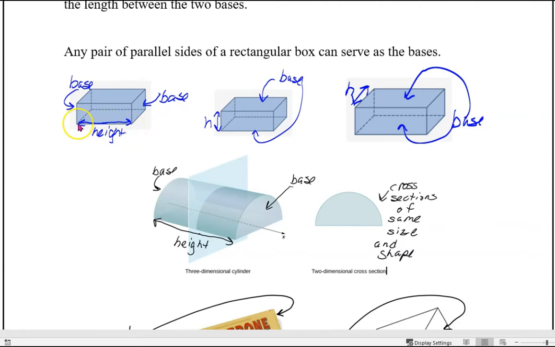Notice that the height has nothing to do with coming straight up off the page in what we would think of as the y direction. Height instead is the distance between the two bases that are the same size and same shape. However, on a box or a rectangular parallelopiped, any pair of the parallel sides can serve as the bases.